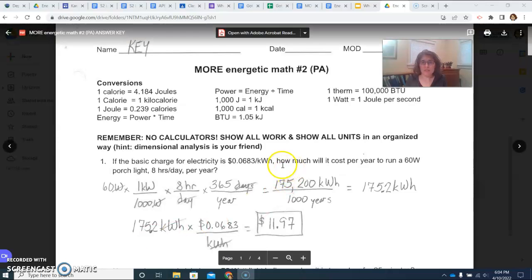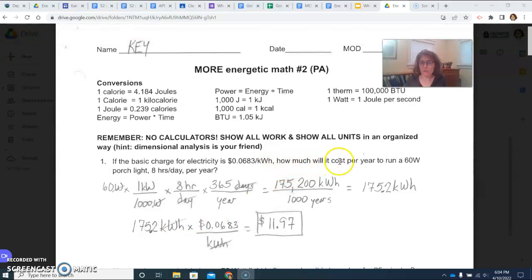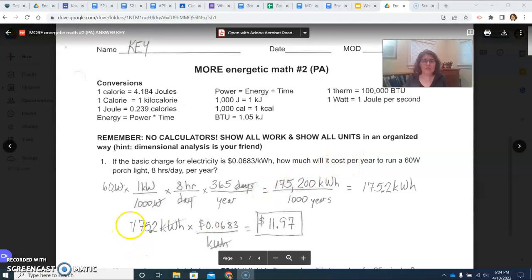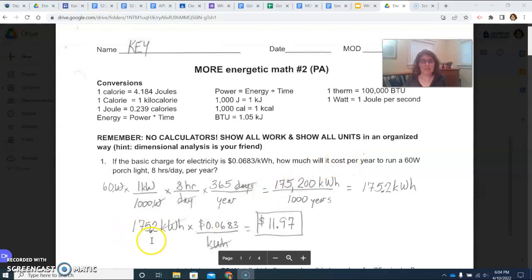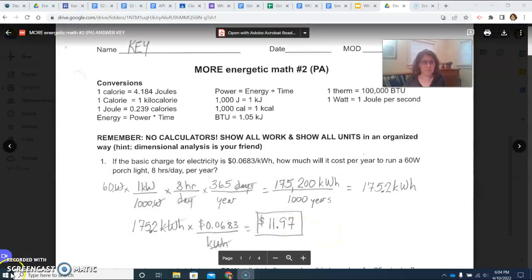I'm not done yet because I know that I want to figure out how much it will cost per year. So if I know that I need 175.2 kilowatt hours, I'm now going to put in my cost per kilowatt hour. So in this case, it's $0.0683 per kilowatt hour. So over a year, I'm going to need to spend $11.97. So that's how you solve number one.